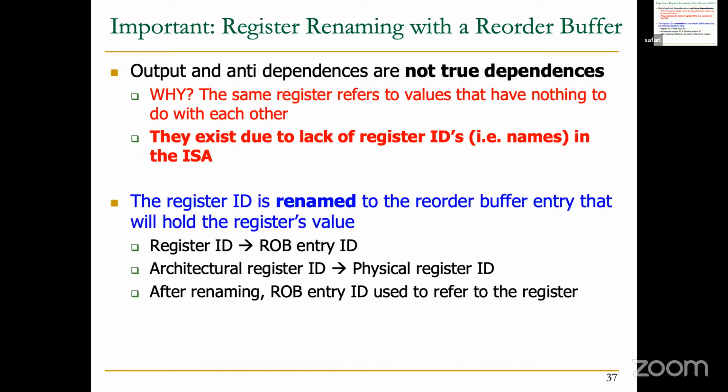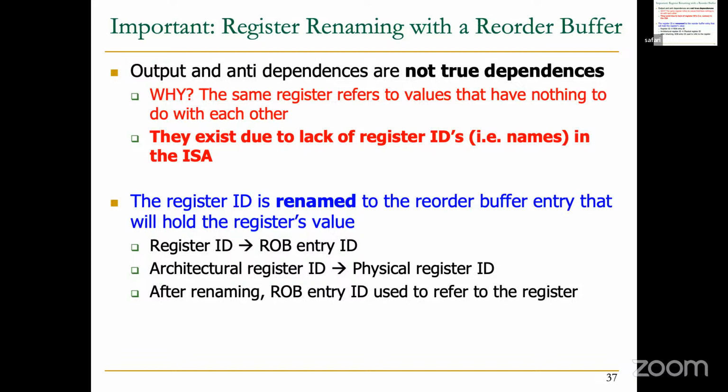Now what we have done is we renamed the register ID to the reorder buffer entry that will hold the register's value, that's going to produce that register. You can think of that as renaming the register ID to a reorder buffer entry ID. We're going to see tomorrow renaming the architectural register ID to a physical register ID. And after you do this renaming, the reorder buffer entry's ID is used to refer to the register. So this is microarchitectural. This big register file or big reorder buffer is microarchitectural. It's not visible to the programmer, but underneath, we get rid of these false dependencies that exist because we don't have enough names.